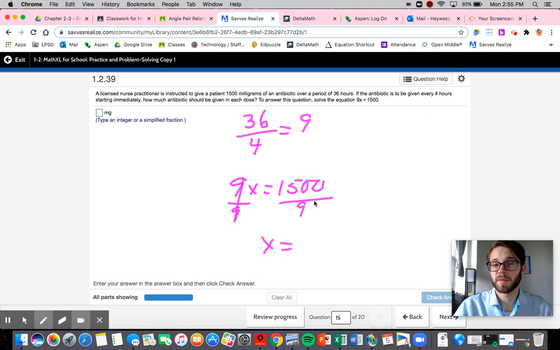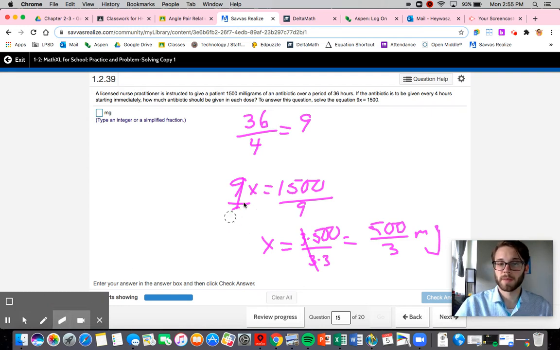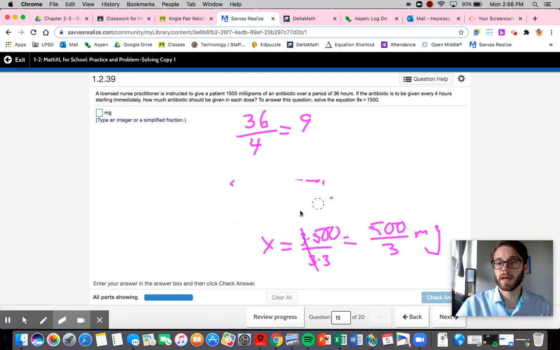So ultimately, I'm not going to leave it as this. I am going to need to simplify this. So 9 is the same thing as 3 times 3, and 1,500 is the same as 3 times 500. So if we were to plug this in, we know that these will cancel. So that'll leave us with just 500 over 3 milligrams. That's all you're going to need to do on this particular problem. So let me just erase that, and then we will look over at the next one, which is going to be number 16.